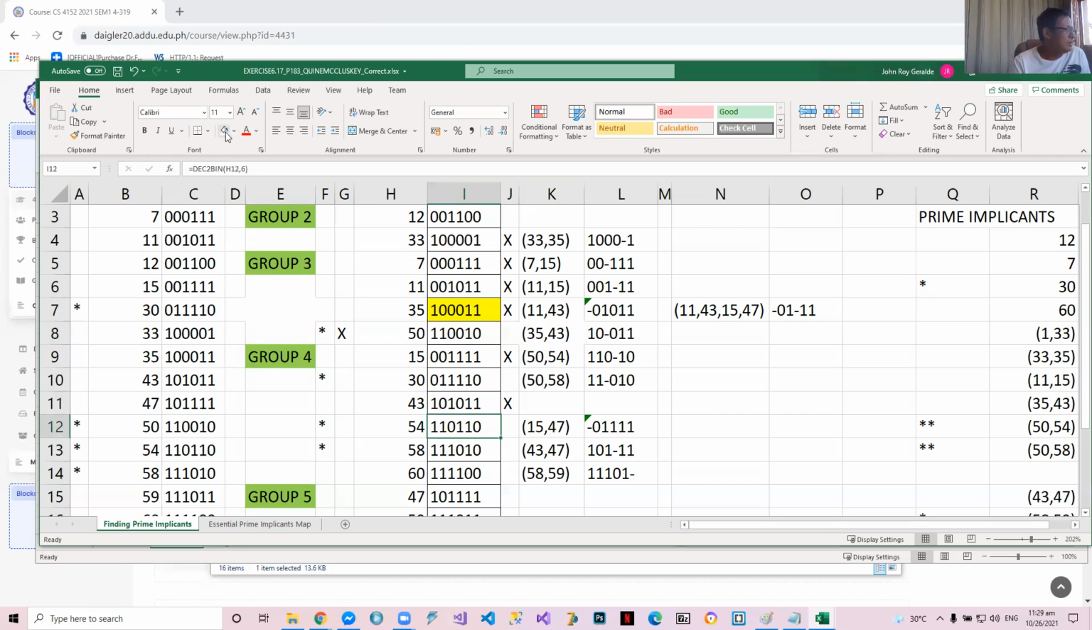Okay, let's look at this now. Let's set this to yellow. Mas obvious yan, no? They differ in the first. They differ in the second. They differ in the fourth. So obviously it can't be, no?